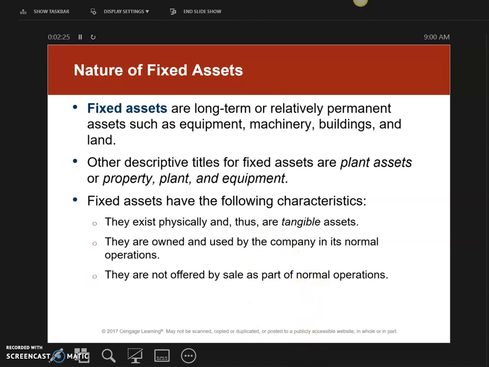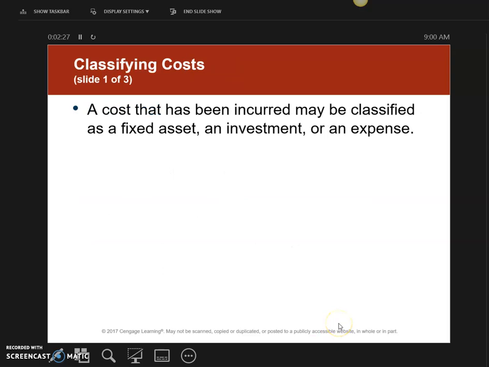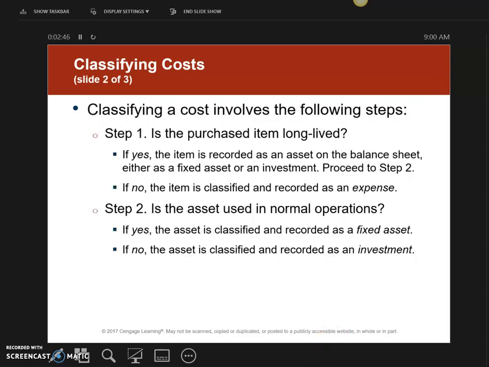Before we start talking about this chapter, we have to understand how to classify all costs. I need to learn which cost belongs where. Does it go to a fixed asset? Is it an investment, such as that racehorse, or is it just an expense? There's a little flow chart to help you understand this information.